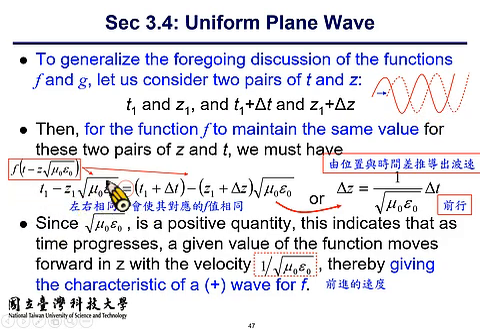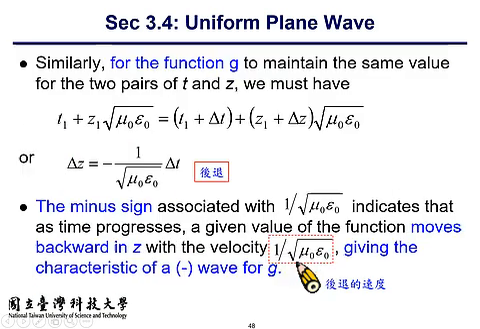So t1 minus z1 times square root of mu epsilon equals t1 plus delta t minus z1 plus delta z times the square root of mu epsilon. Then you can simplify this equation as delta z equals delta t over square root of mu times epsilon. So delta z over delta t, that is, the velocity of the wave, equals 1 over square root of mu times epsilon. Substituting the permeability and permittivity of free space, you end up with 3 times 10 to the 8th. And the same velocity can be derived for the function g.